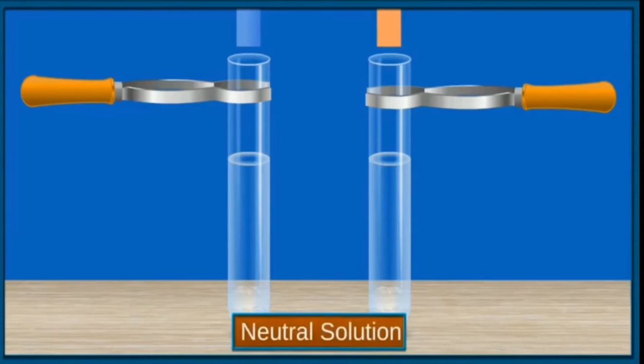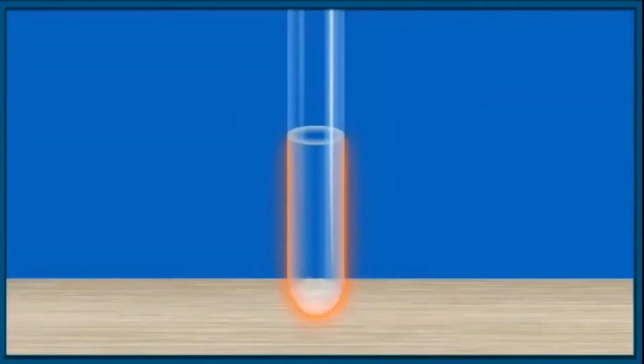So this is what happens. But at the same time, when the reaction of neutralization is taking place, heat is also evolved. That is the reason why we can say that neutralization is an exothermic process, which means it releases heat.